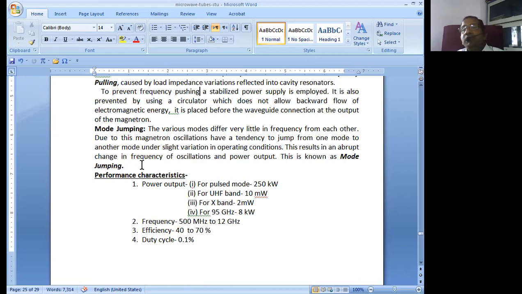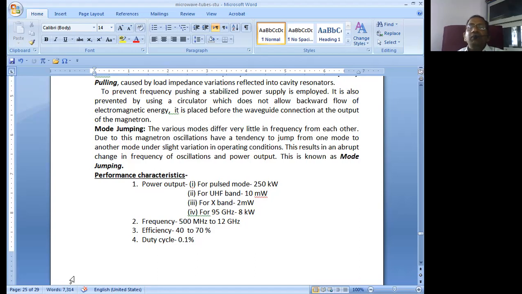Now one more problem: even if we normally use a stabilized power supply, frequency jumping or frequency changing is still going to take place. To avoid that, we are going to use the circulator also, which does not allow backward flow of the electromagnetic energy. So what is a circulator? A circulator is going to transmit signals in a sequential order. If you apply input to port 1, we get output from port 2. If you apply input to port 2, we get output from port 3. If you apply input to port 3, we get output from port 4. Like that, only the immediate port gives the output. In the rest of the ports, we won't get any output signals.